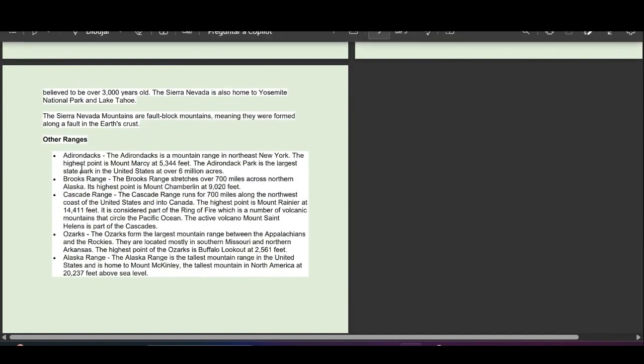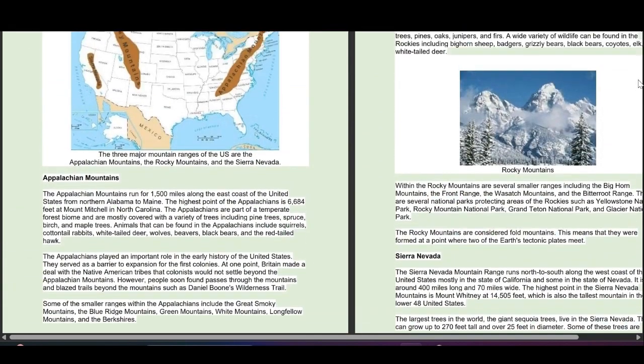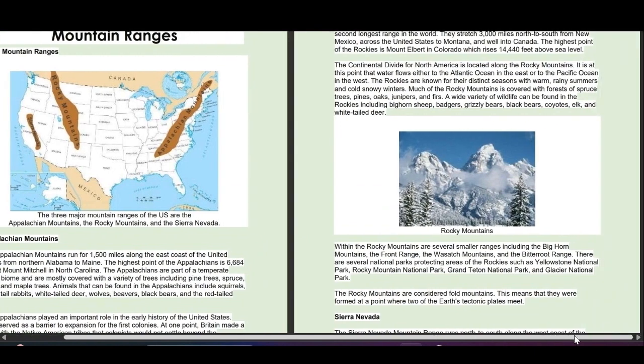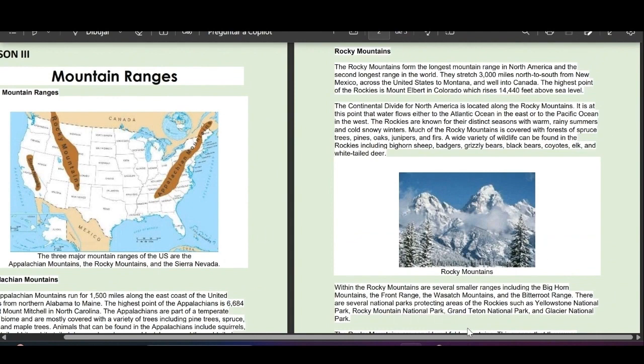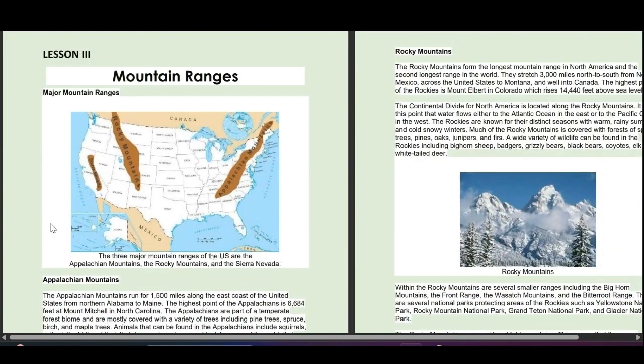Of course, we have other ranges. There are the Adirondacks, Brooks Range, Cascade Range, Ozarks, Alaska Range. So this is basically a summary on the real content I will show you in the following videos.